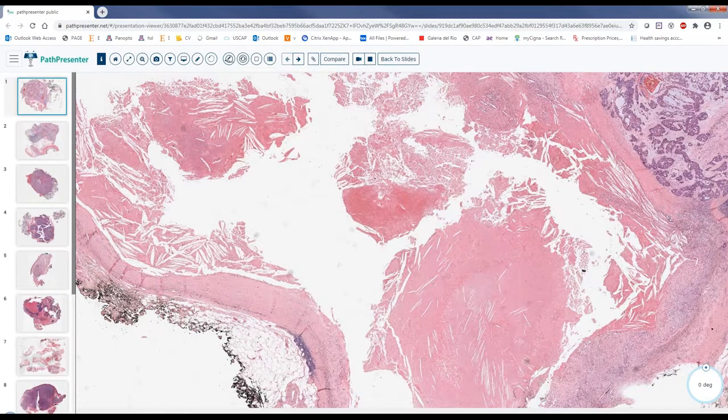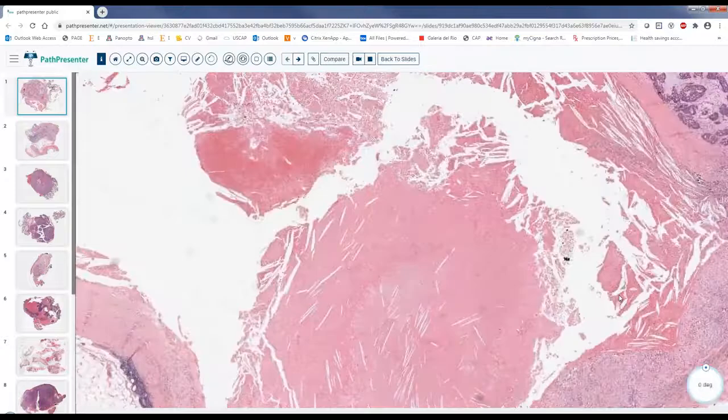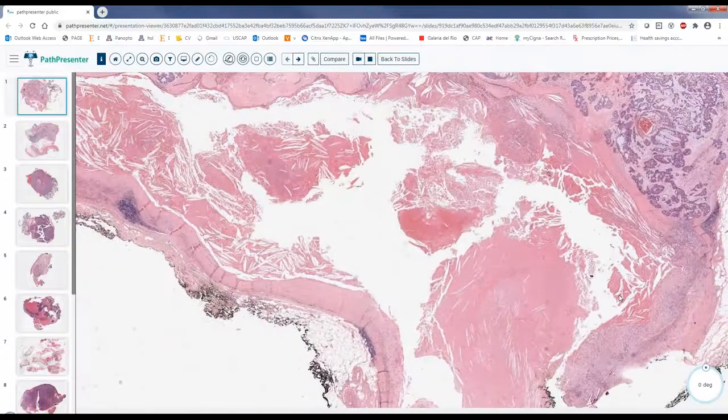Actually, I'm trying to trick you here. Sometimes there are some artificial things. It may look like it is a lesion or part of the process, but it is an artifact. It is a consequence.